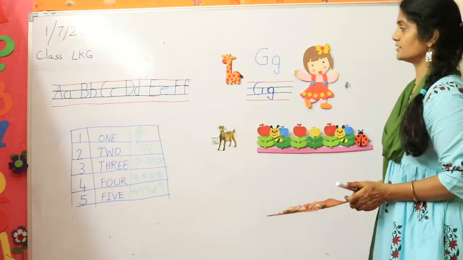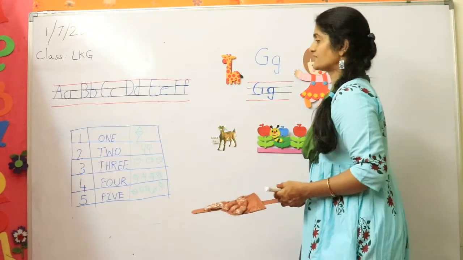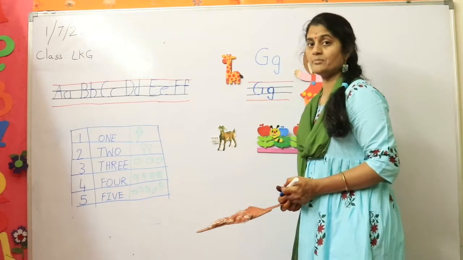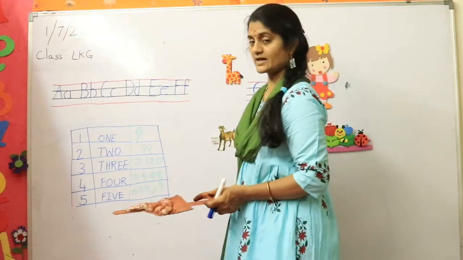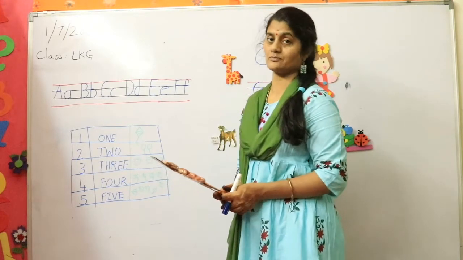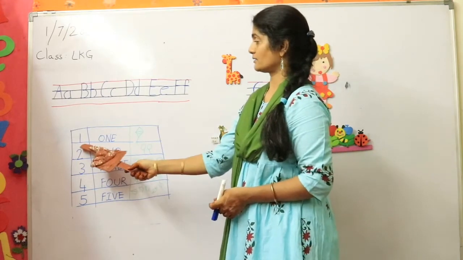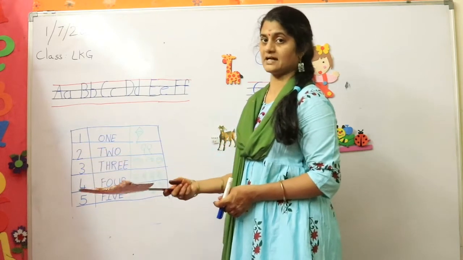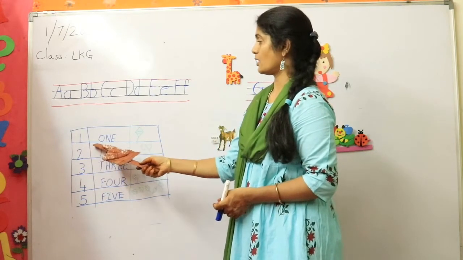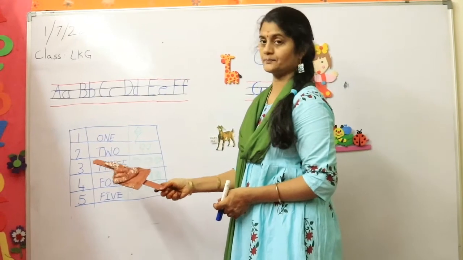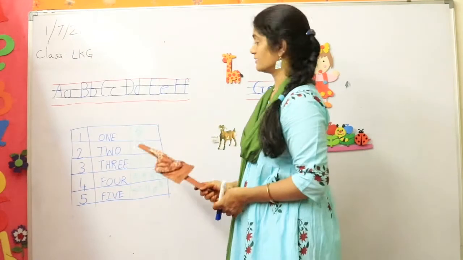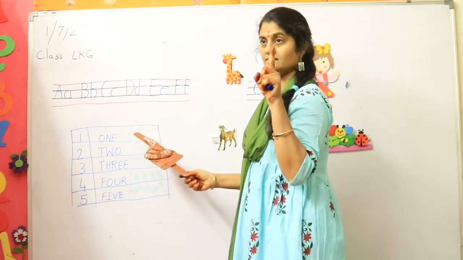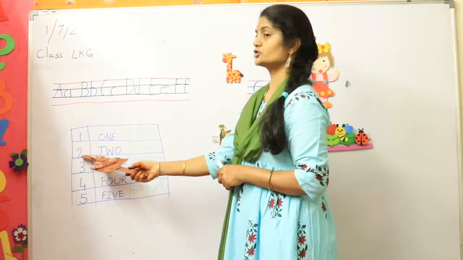Okay, very good. Now after this, let's revise our numbers. We were learning numbers 1, 2, 3, 4, 5. We have learned the number names. Remember? 1. You have to repeat after me. Okay? 1. O-N-E 1. O-N-E 1. What do you see here? 1 kite. Very good.